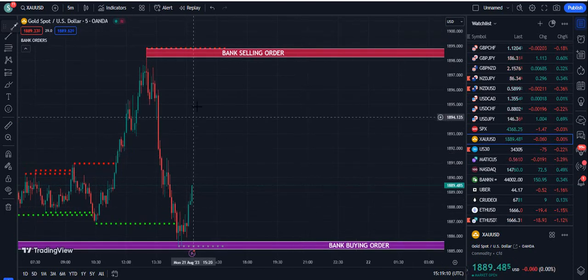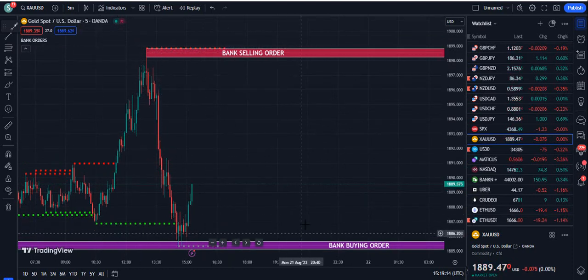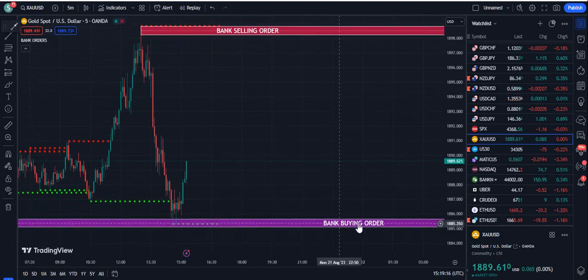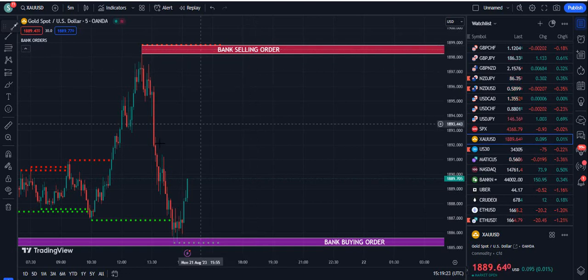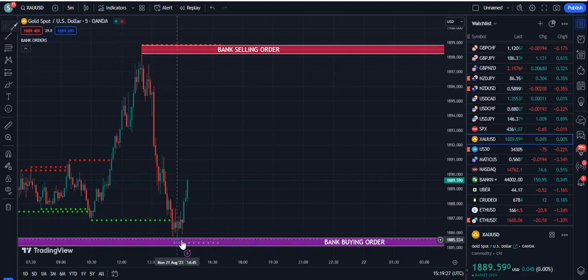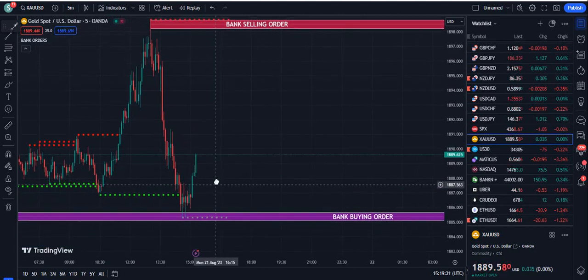Okay, now you can see that we have some red and dotted green lines, and as well you can see on the chart the bank buying order and bank selling order. These are the key areas from where the banks can possibly come into action. For example, right now this is the gold 5-minute chart, and you can see the market comes to the bank buying order, and this indicator predicts this.